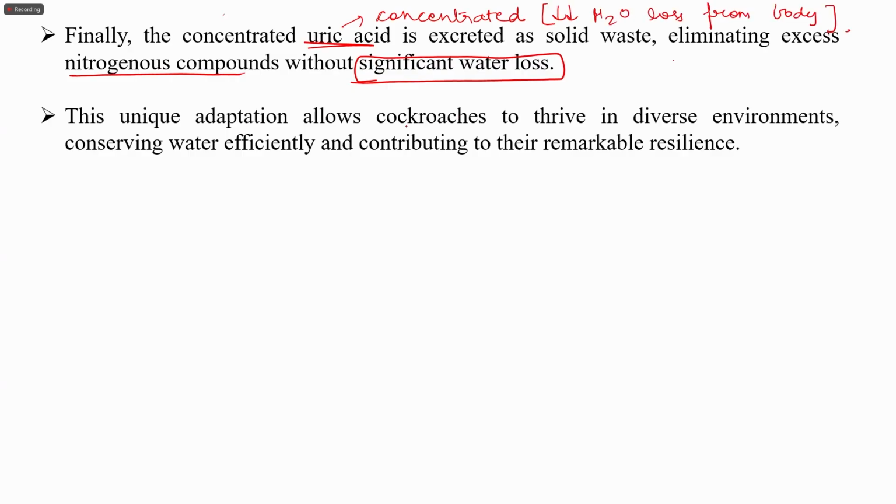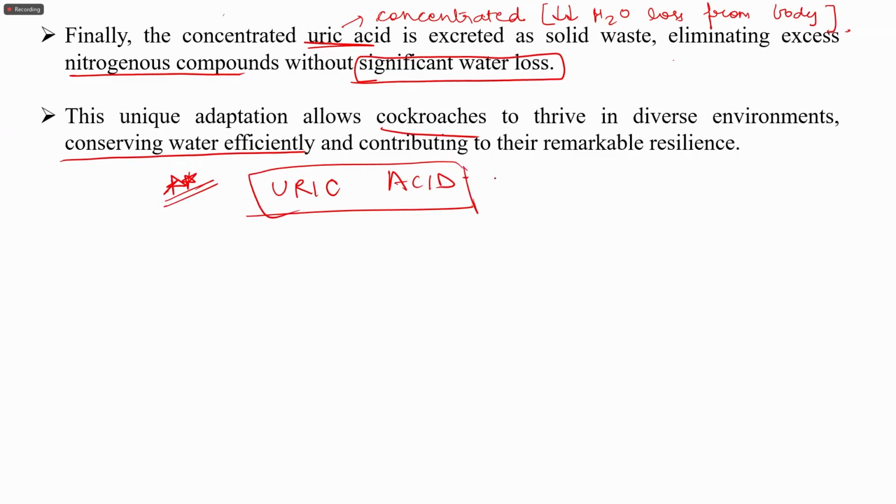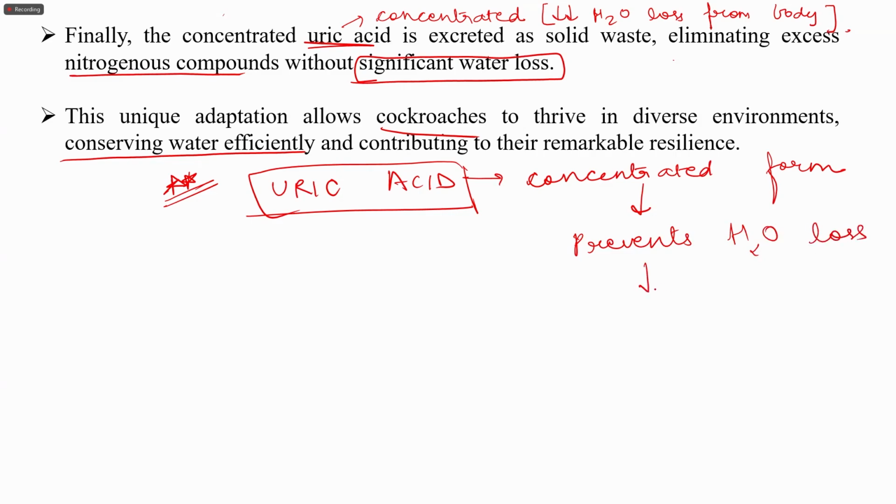This unique adaptation allows cockroaches to thrive in diverse environments, conserving water efficiently. Uric acid is a highly concentrated form and prevents water loss from the body. So this is an adaptation that lets the cockroach survive even in areas with little water, contributing to their remarkable resilience.